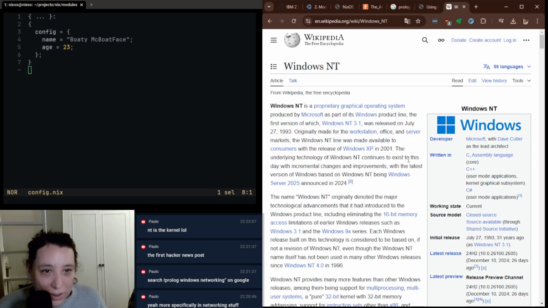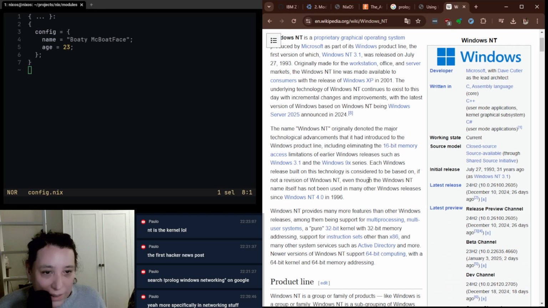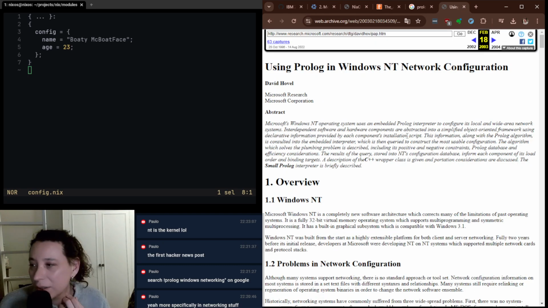NT continues to exist to this day with incremental changes and improvements, with the latest version of Windows based on Windows NT being Windows Server 2025. Wow. That's crazy. All right. I know this is really small here.